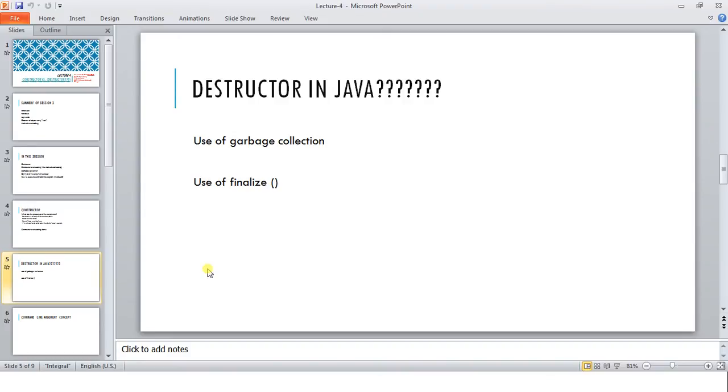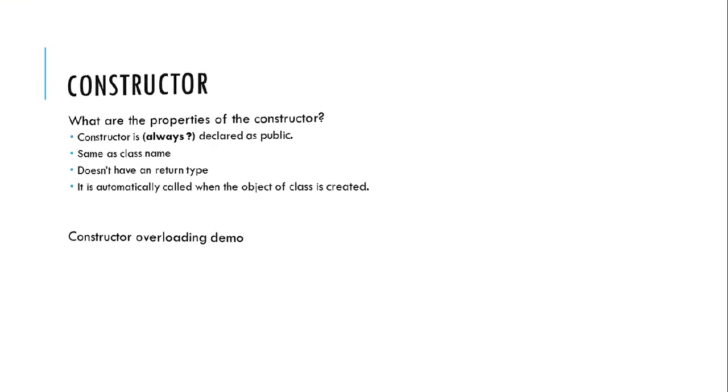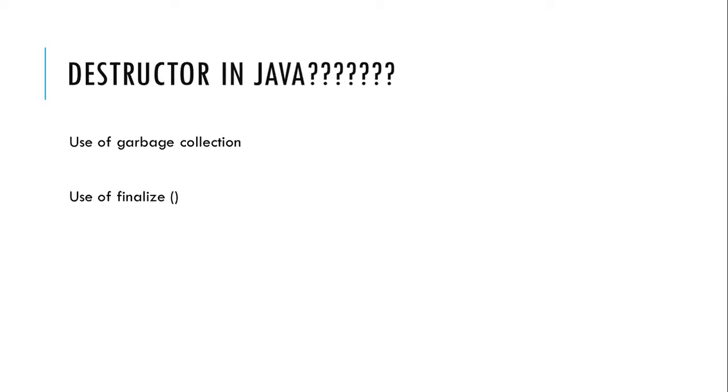Is destructor available in Java? No. But instead of destructor, Java provides the facility of garbage collection. Garbage collection is one kind of concept which is used to delete your object from the memory. But when? When your memory becomes full. So it is not possible for you to delete any object in Java explicitly or manually. So that is the concept of garbage collection.